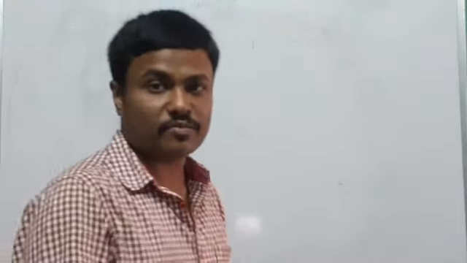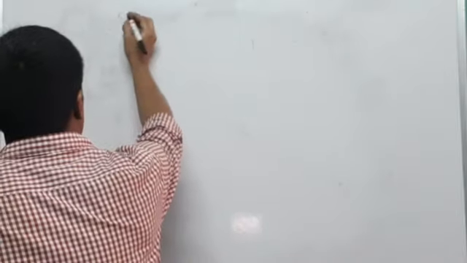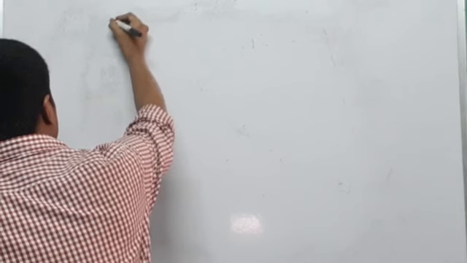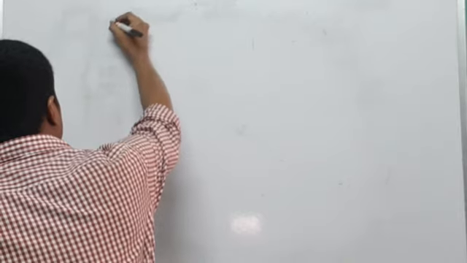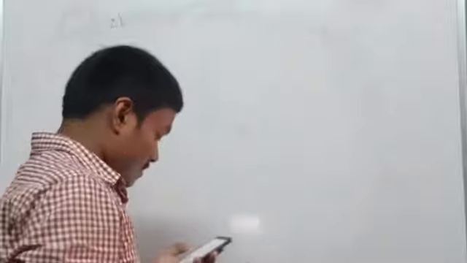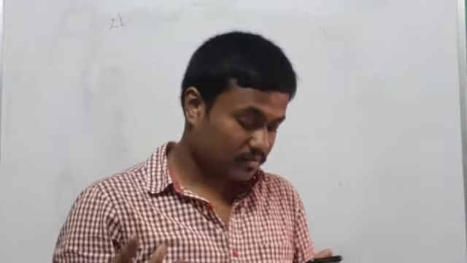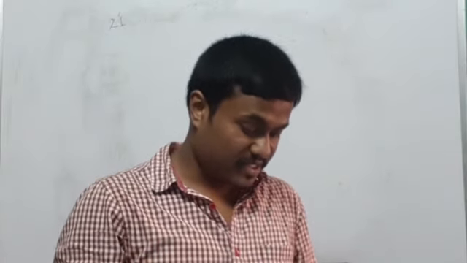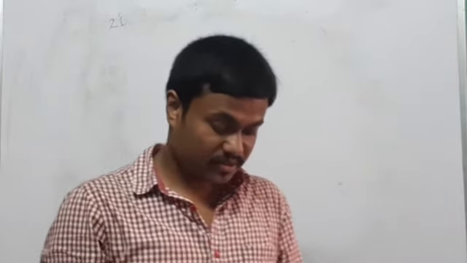Let us now move on to the next problem, problem number 21. Okay, so let's see what it states. Problem number 21 says a thin conducting square loop of side L is placed in the first quadrant of the xy plane with one of the vertices at the origin.